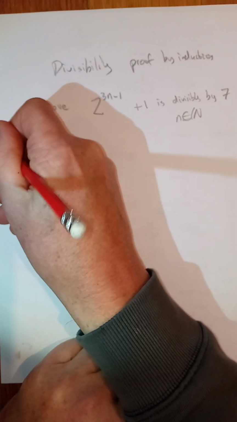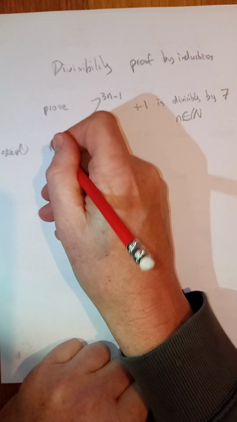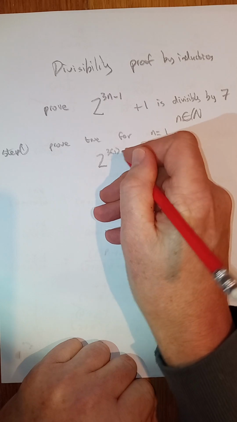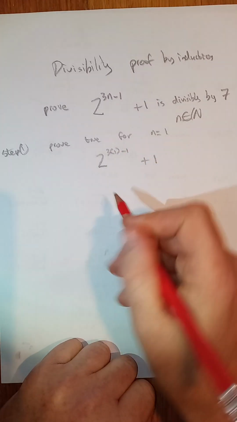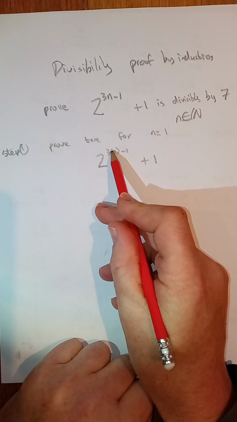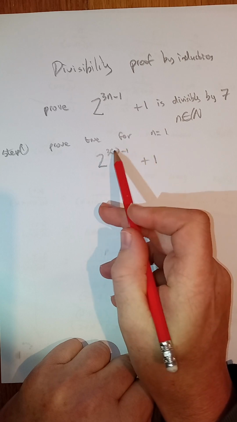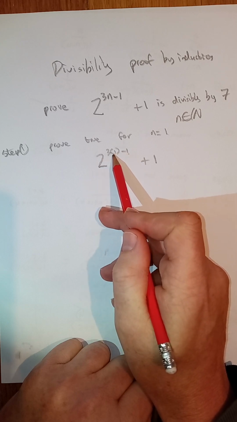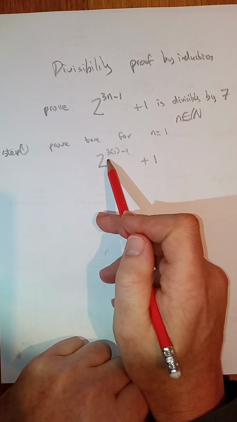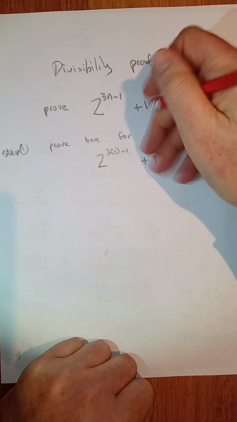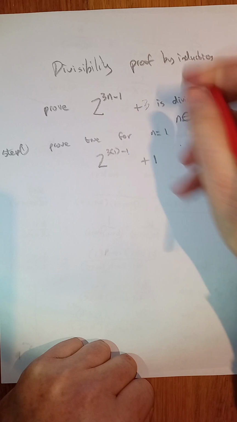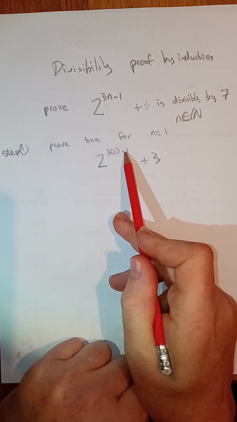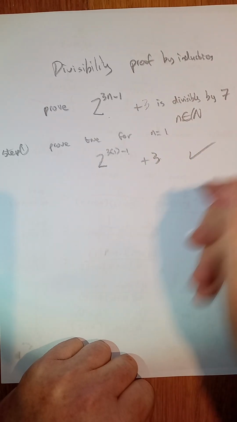So let's do our usual step 1, and again, this is the same as all our other ones. Prove it's true for n equals 1. So is 2 to the power of 3 times 1 minus 1, plus 3, divisible by 7? Well, let's see. Oh, sorry, it's plus 3. I was thinking we'd be here all day trying to make that divisible. So let's check. 3 times 1 is 3, 3 take away 1 is 2, 2 squared is 4, 4 plus 3 is 7. And that is true. 7 is divisible by 7.